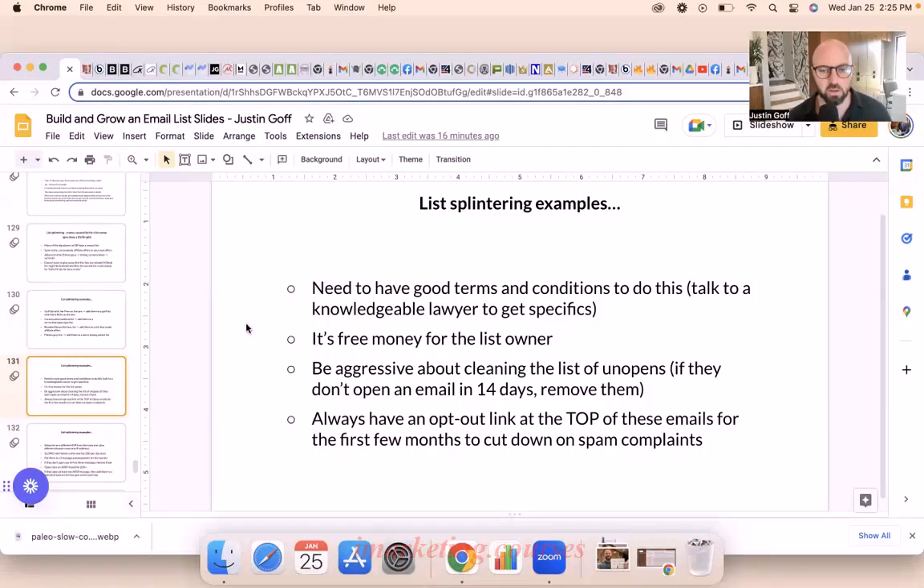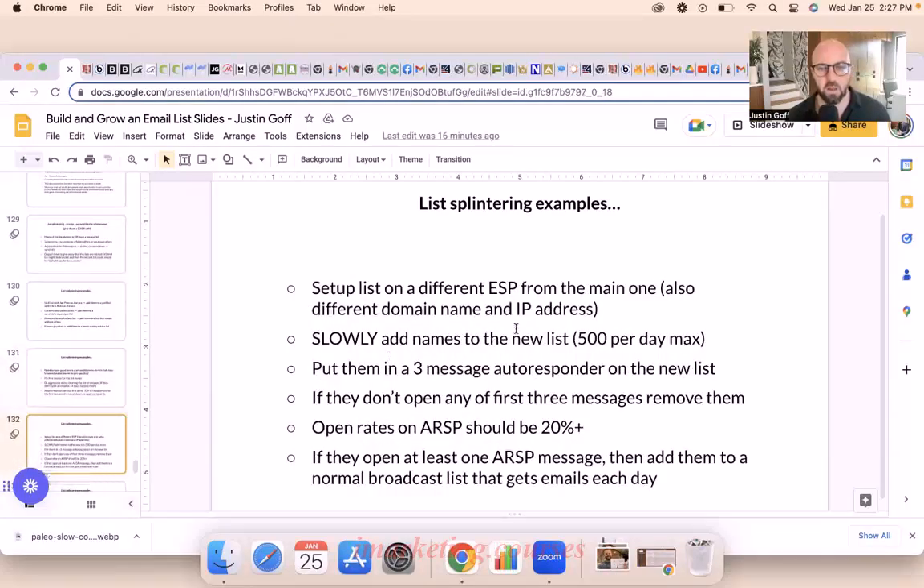They don't have to do anything. I will say you need to be aggressive about cleaning the list of unopens. So if they're not opening an email within 14 days, you just kick them off the list, get rid of them, and don't mail them again. Always have an opt-out link at the top of these for the first 2 months to cut down on spam complaints.